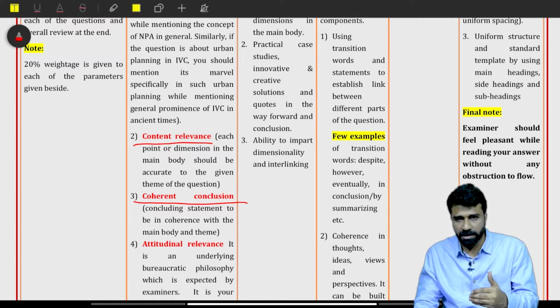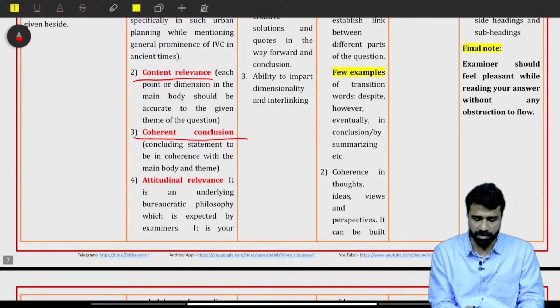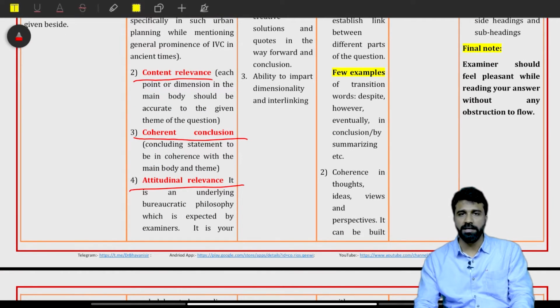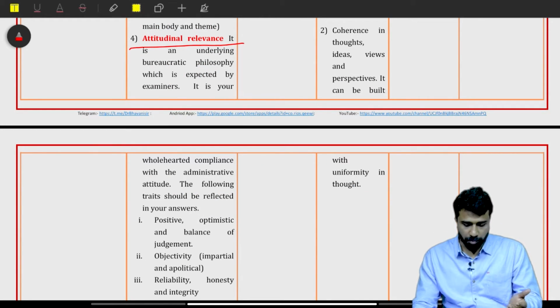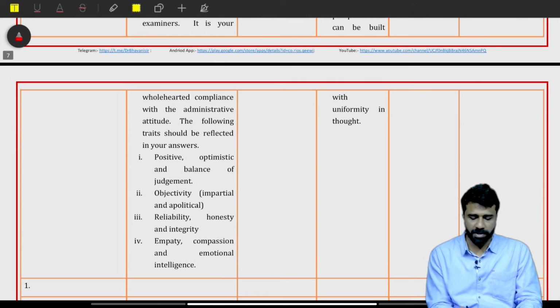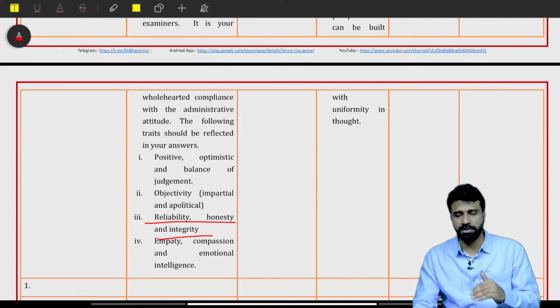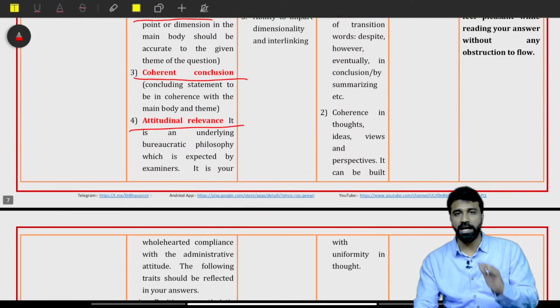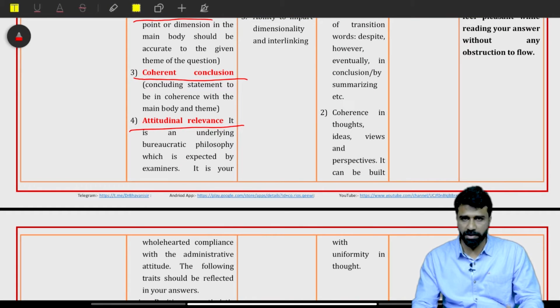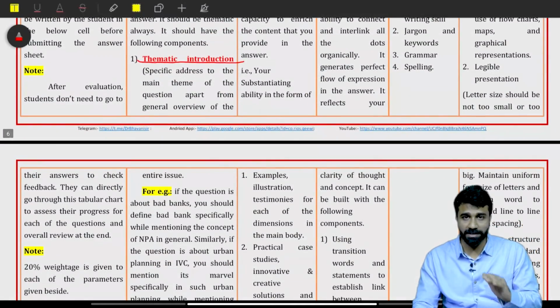So you have to practice regularly, and evaluation is mandatory for the answers that you have written, and this evaluation should contain all these parameters. Even attitudinal relevance is very essential. A bureaucrat should always show an objective attitude, impartial, positive and optimistic, and balance of judgment is essential. Reliability, honesty, integrity should be shown wherever the answer requires, and empathy, compassion, emotional intelligence are essential qualities. That is attitudinal relevance. So you should never show any kind of activism or political affiliation in your answers. This is very important. This kind of relevant attitude also should be developed in writing the answers.